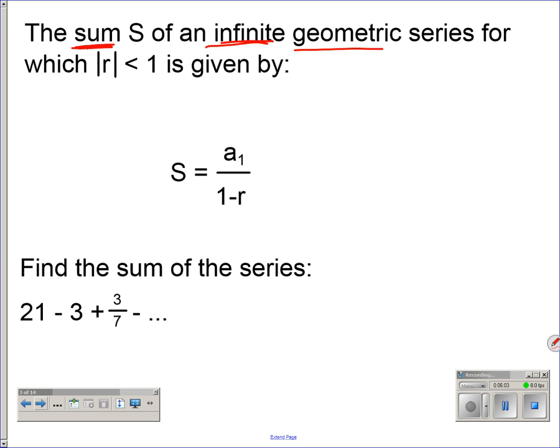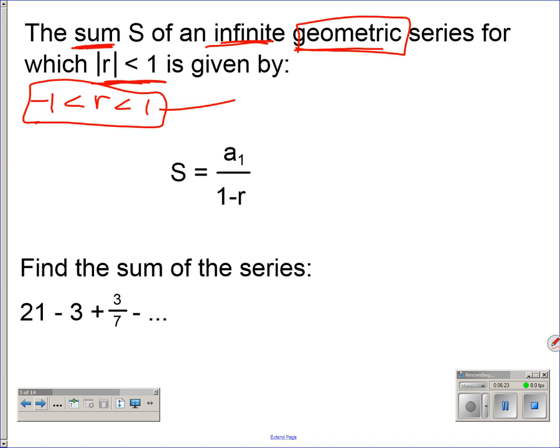Now, this can only happen in a couple cases. This can only happen if you have a geometric series and the absolute value of your rate is less than 1. Another way of writing that is that your rate is less than 1 and greater than negative 1. As long as you have these two criteria, then you can find the sum of an infinite amount of numbers.